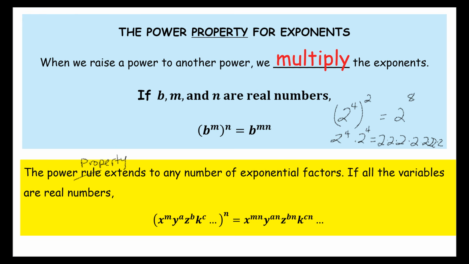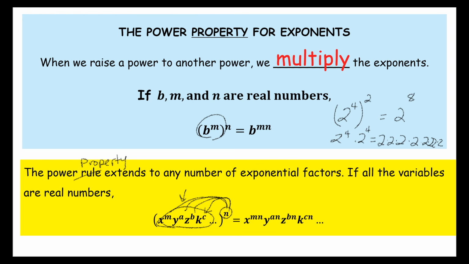All right. So in the power property, it doesn't have to be just one thing raised to a power. It can be a whole string of things multiplied together. Now this all has to be multiplication raised to a power. That means you just multiply every single exponent by that power.